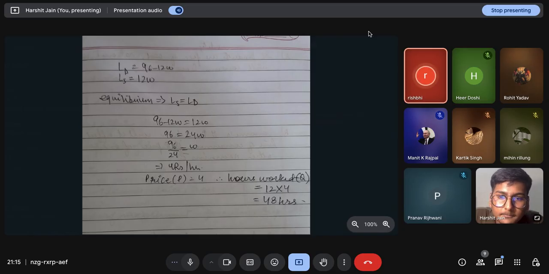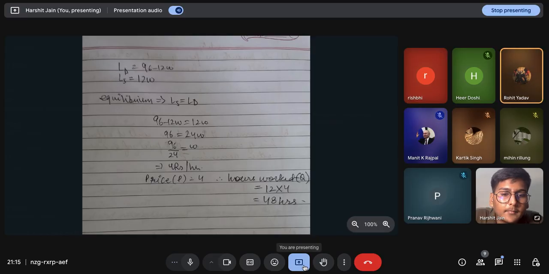Now this is the wage rate, so in a way this is the price. Now the number of hours worked will be 12 into 4, that is 48, and it was all in millions, so they have written 48 million hours. Alright, does that make sense? So that was easy.